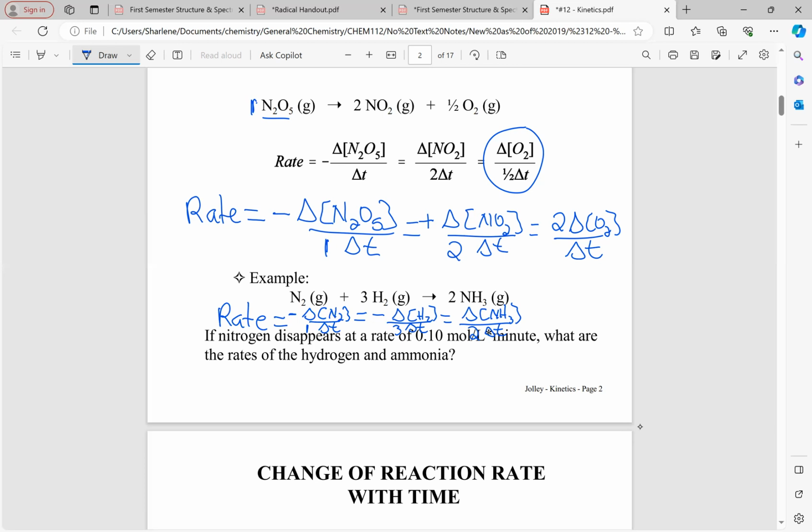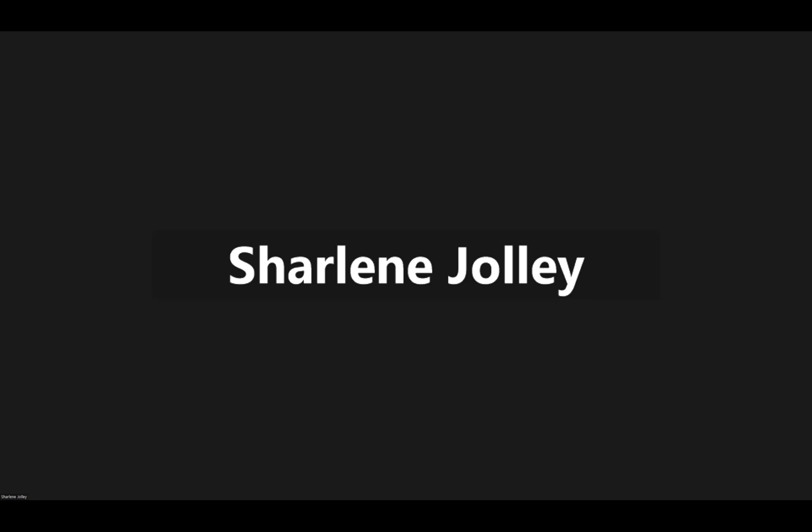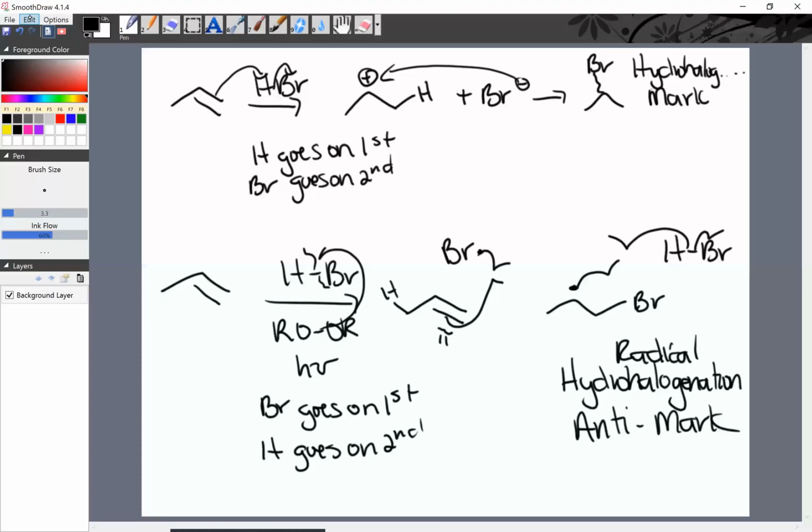Can I use it now? Why, yes. If nitrogen disappears at a rate of 0.10 moles per liter per minute, what are the rates of the hydrogen and the ammonia? Now, I'm going to go over to the whiteboard so that I have more room, but I needed this number. So you have to be able to get that number somewhere in order to be able to do these problems.